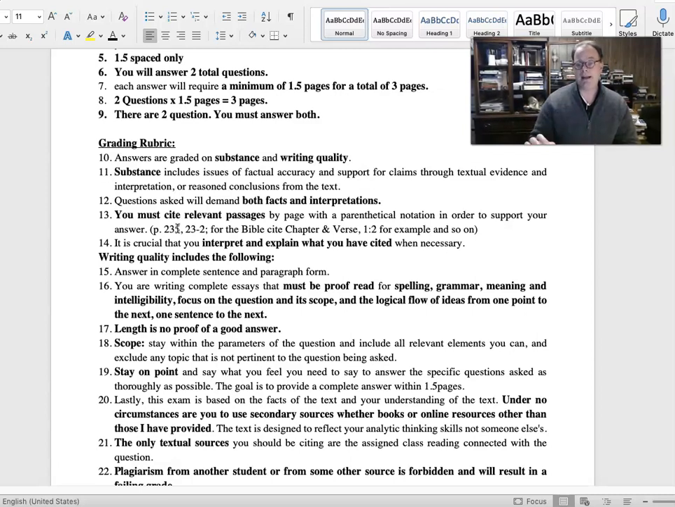And we're not writing a research paper here. If we were writing a research paper, a more formal approach to citation would be appropriate. It's not necessary here. I just want to see the page number, so if I want to look it up myself, I know where to turn. But part of supporting your answer is going to be citing from the text.